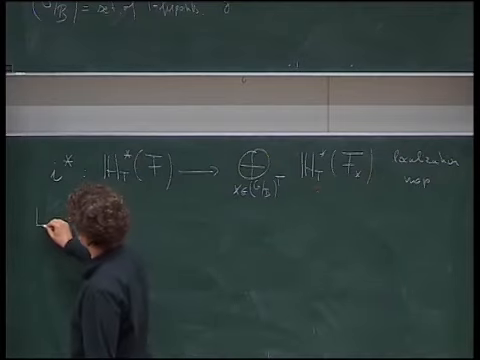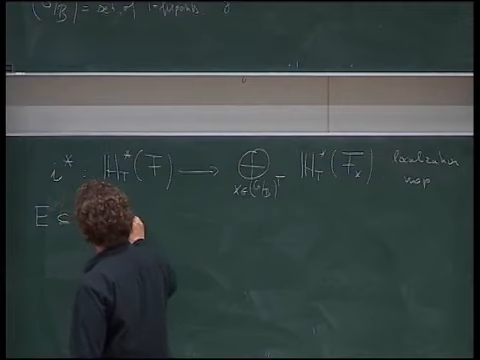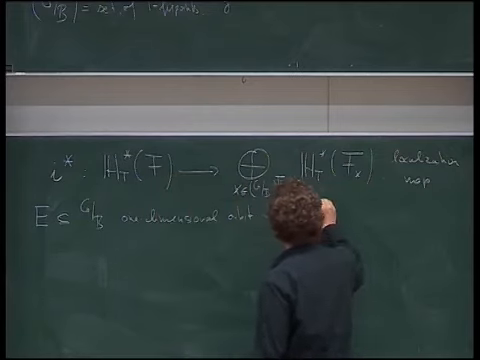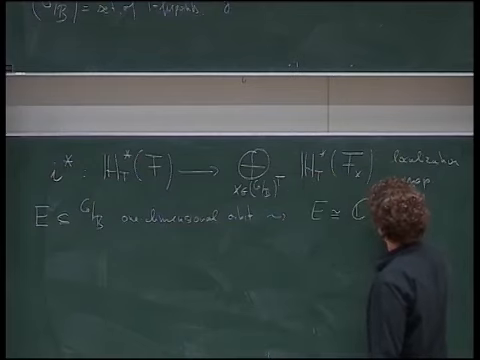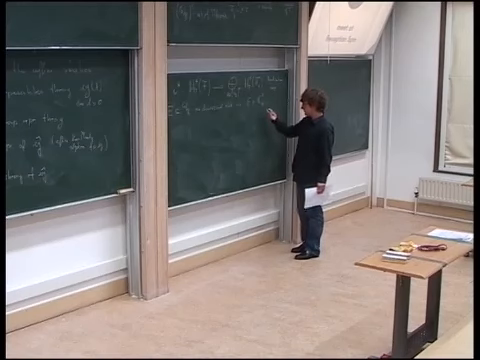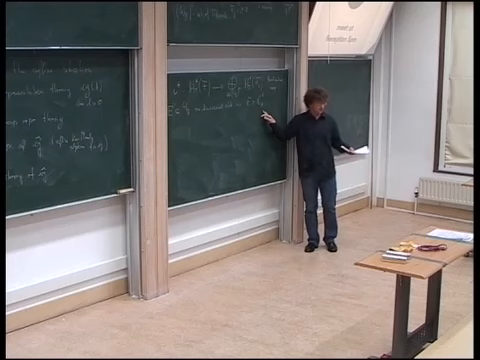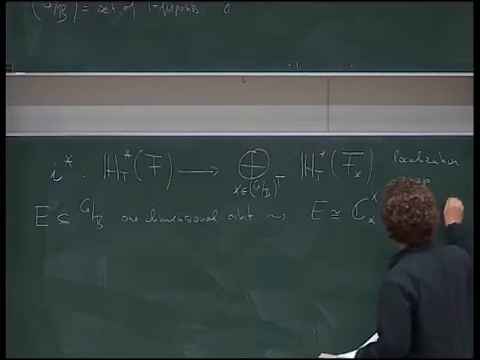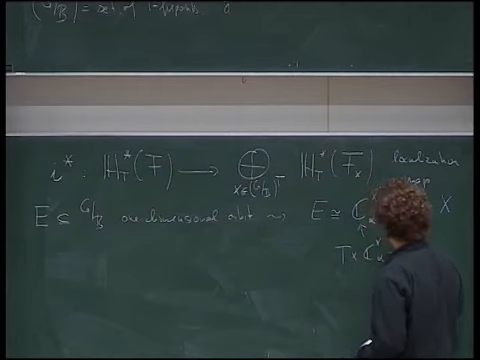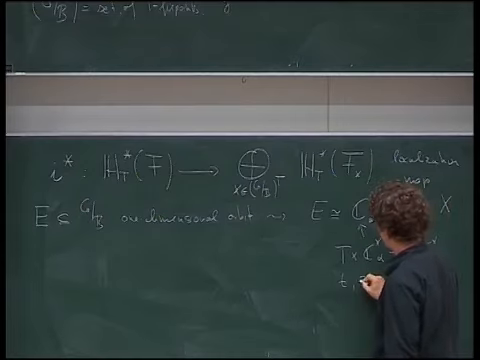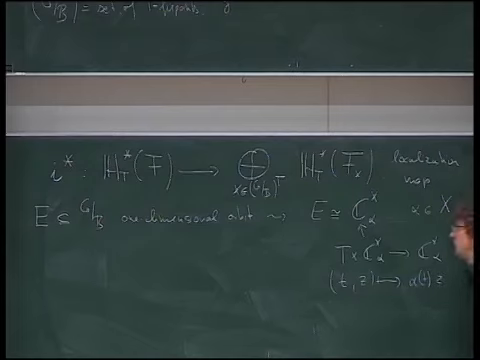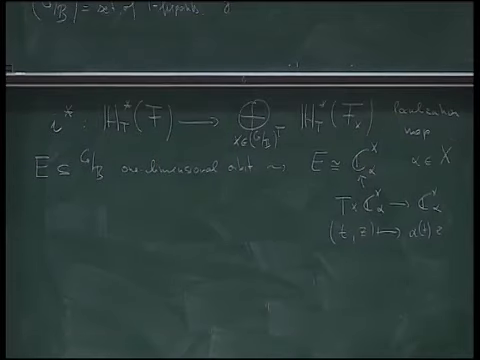So how is that done? If we have E in G mod B, a one-dimensional orbit, then E is T-equivariantly isomorphic to a copy of C star with character alpha, where as a variety it's just C star, but acted upon by the torus via the character alpha. So alpha is an element in X, and this is a T-space via the obvious map that sends t, z to alpha of t times z. This alpha is uniquely determined up to a sign.